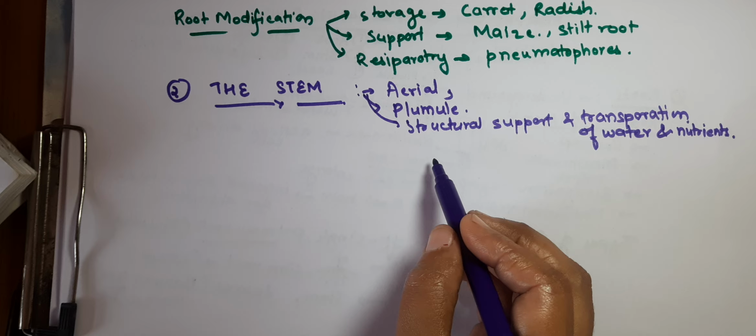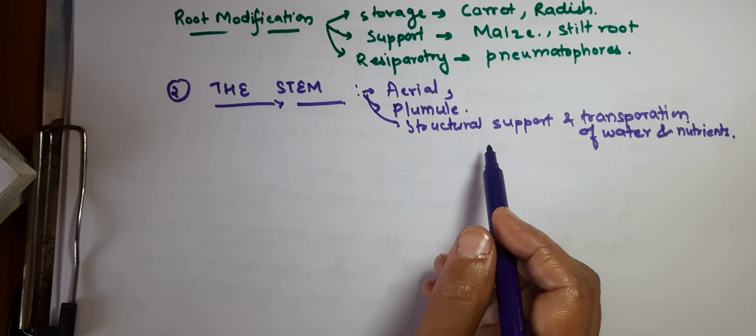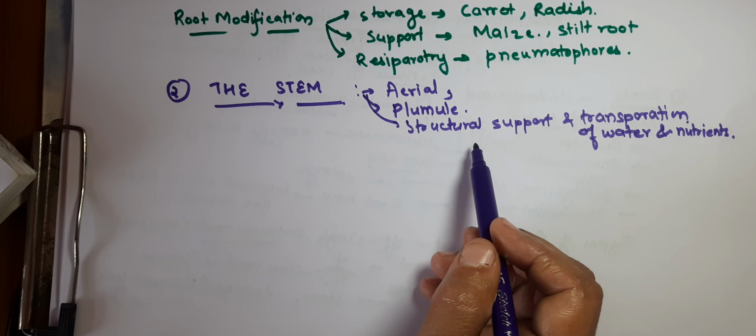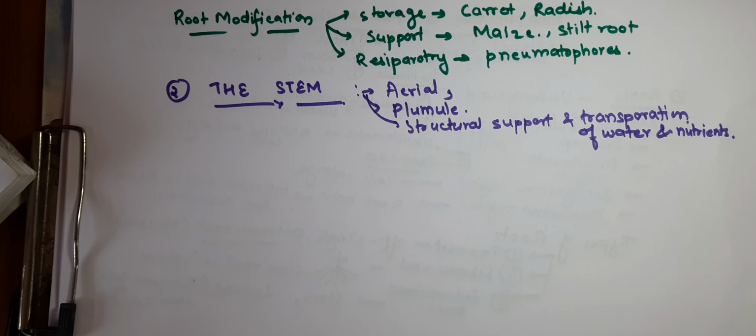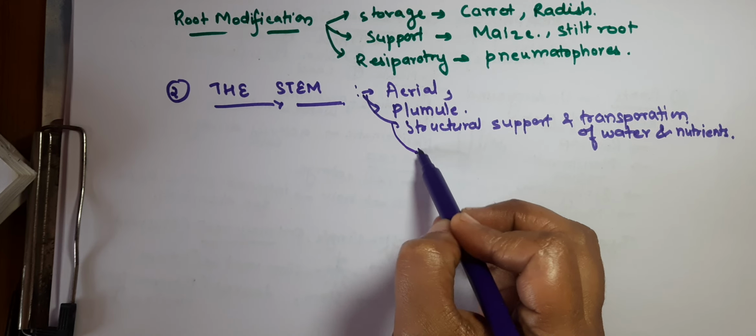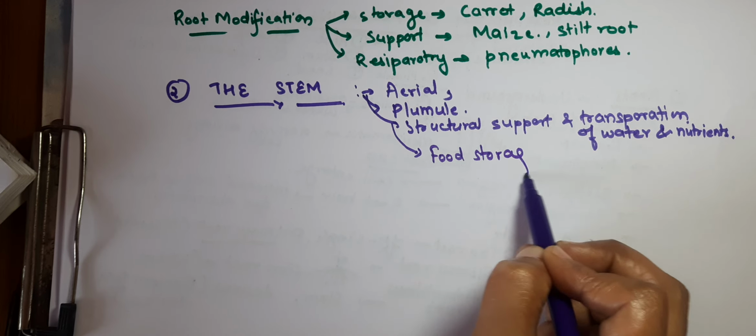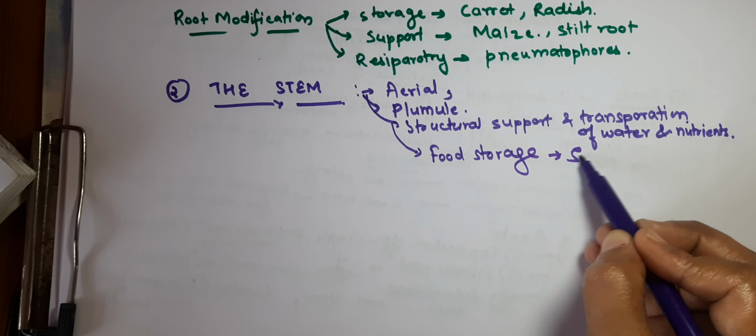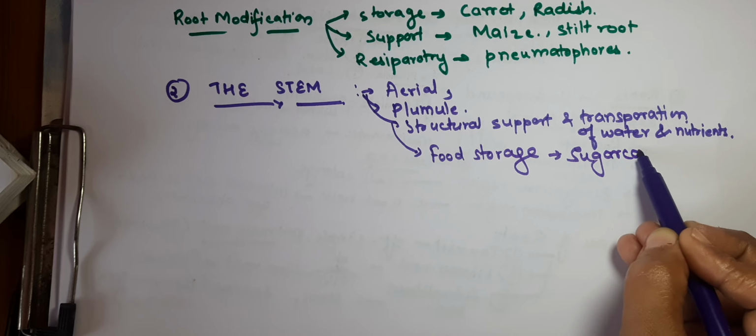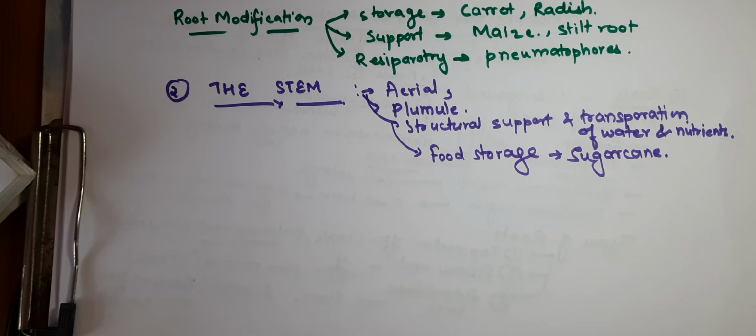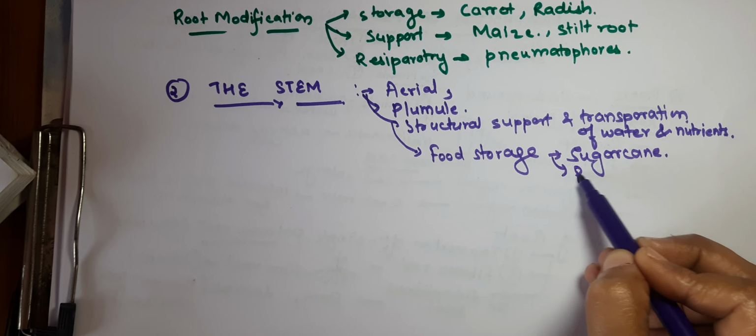We have already discussed the functions, that it will provide support, and it will conduct, and it will also store food in a few cases. So what are examples of food-storage stems? Like you can see in sugarcane. The stem is very juicy, so it will store the food. And then potato also.